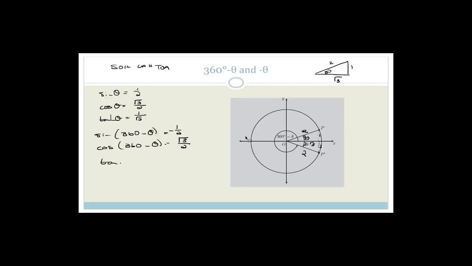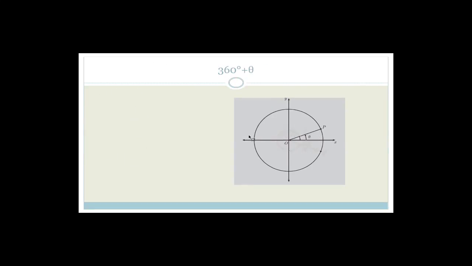And then finally, tan of 360 minus theta is opposite over adjacent, so therefore it's going to be negative 1 over adjacent, which is root 3. There you go. So you can see the tan there is the same value. It is just negative because it's a negative quadrant for tan.